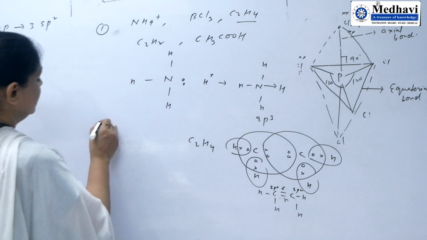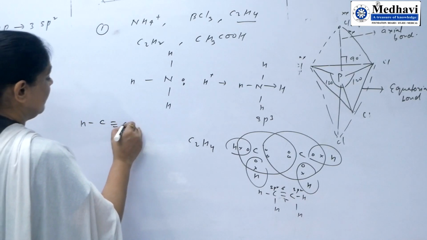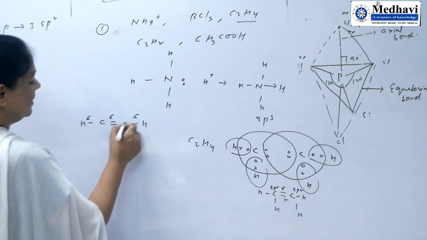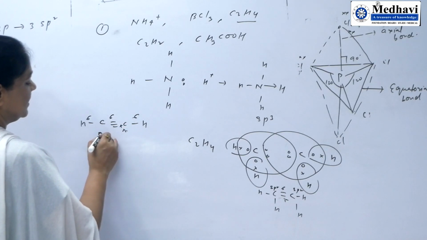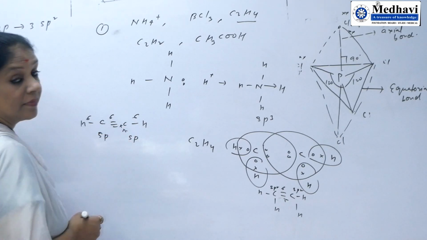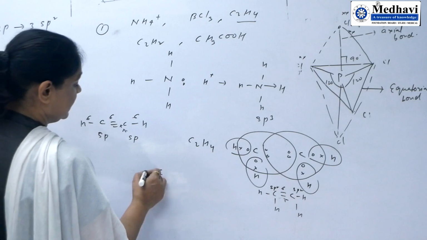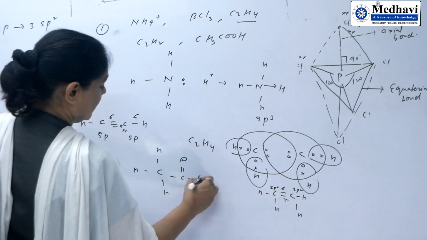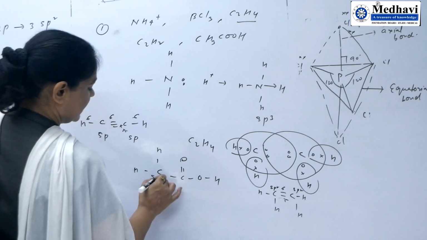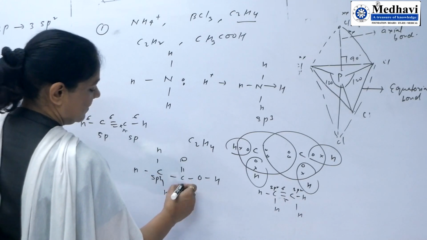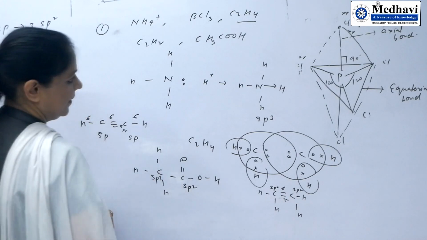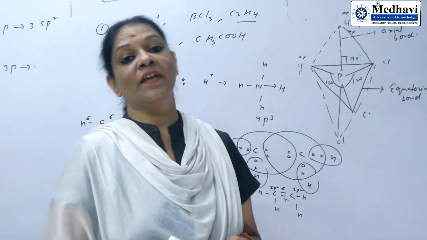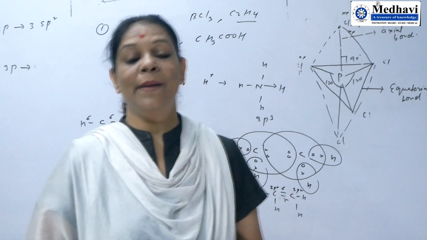In ethine, the dot structure I have already shown. Each carbon has 2 sigma bonds. This is sigma, sigma, sigma. The rest are pi. So it is sp. And in ethanoic acid, each carbon, this is the bond. This carbon has sp3 hybridization and this carbon has sp2 hybridization. So in this way, we can calculate hybridization.